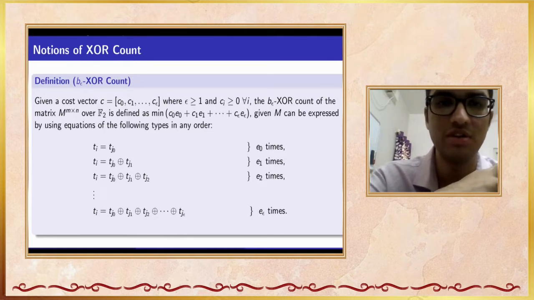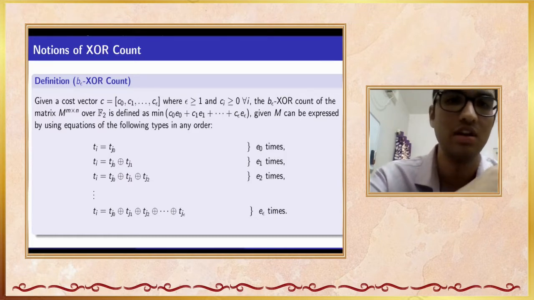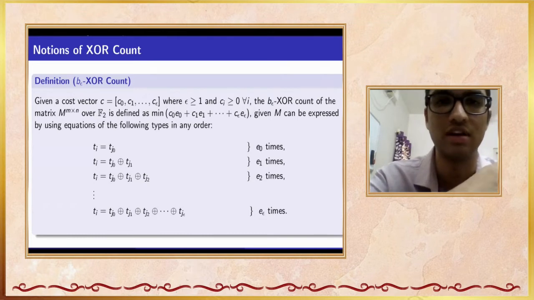C0 and E0 correspond to the cost and number of copy operations respectively. In a hardware implementation, normally these copy operations can be considered to be free of cost since they can be achieved using a simple wire. However, in a software implementation, a copy operation as well requires some clock cycles.